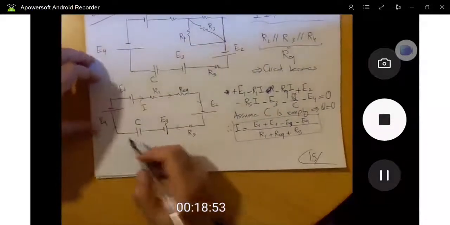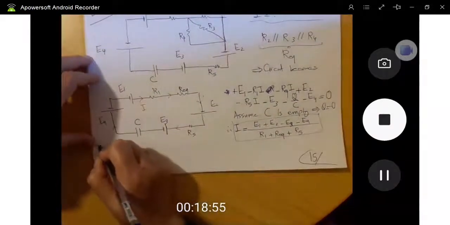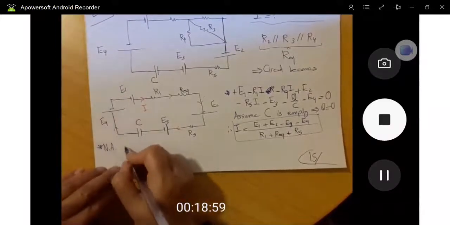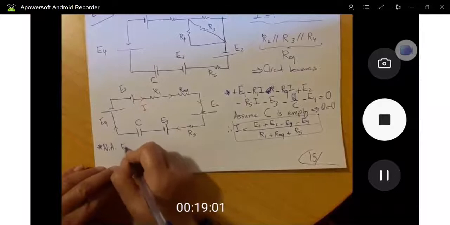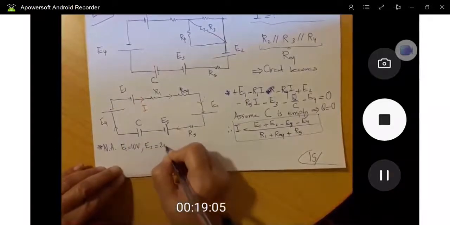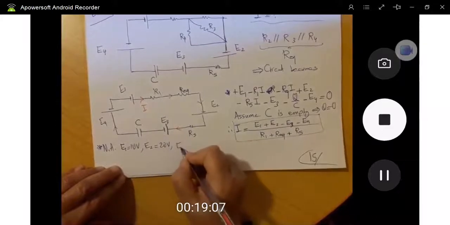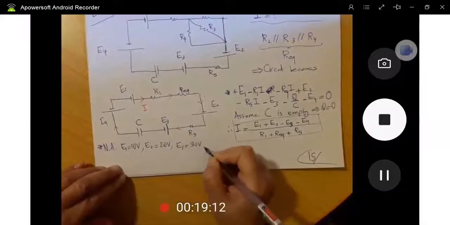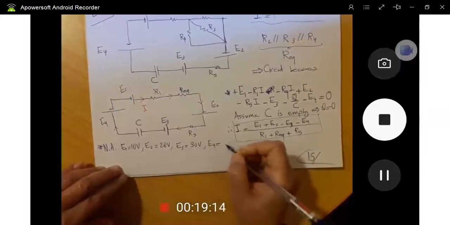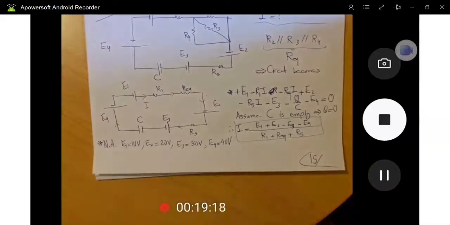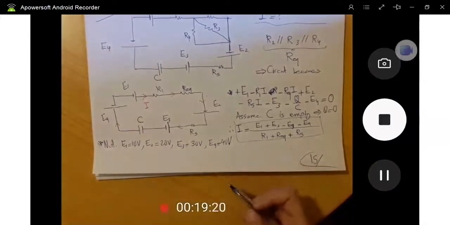Suppose, ladies and gentlemen, we have a numerical application, where we are given E1 equals 10 volts, E2 equals 20 volts, E3 equals 30 volts, and E4 equals 40 volts. So that's the numerical application we were given.